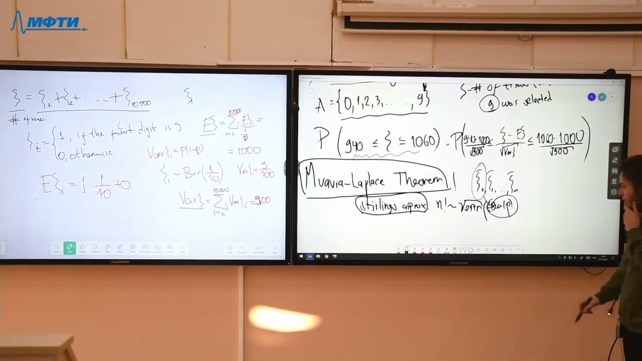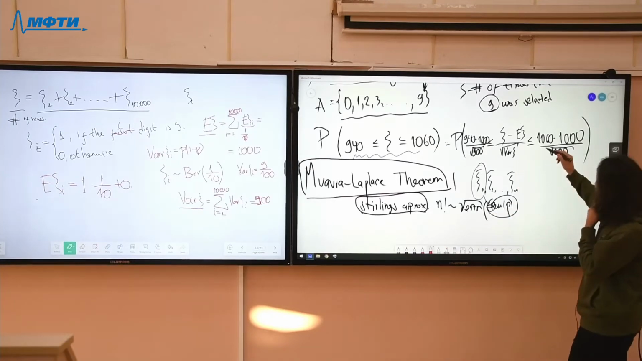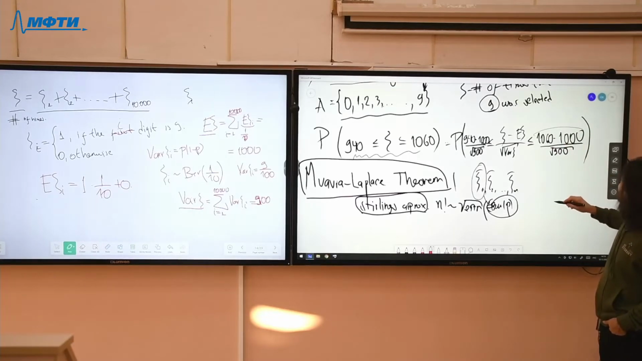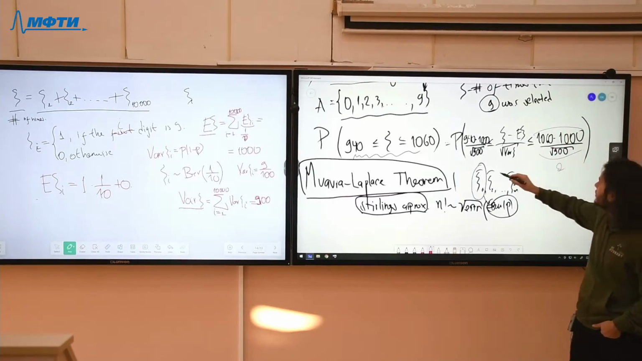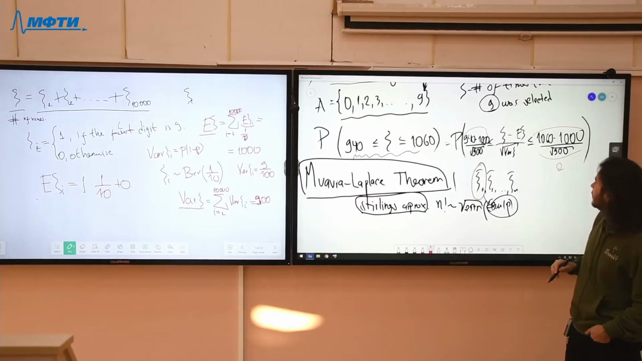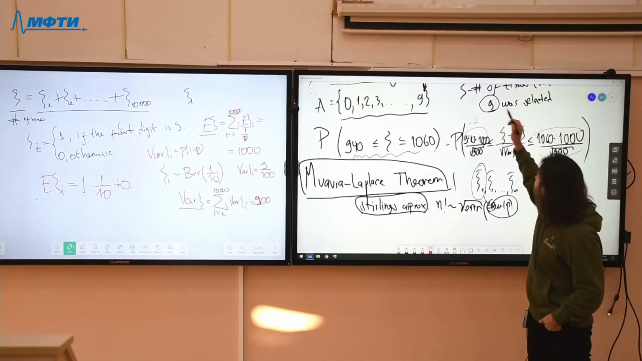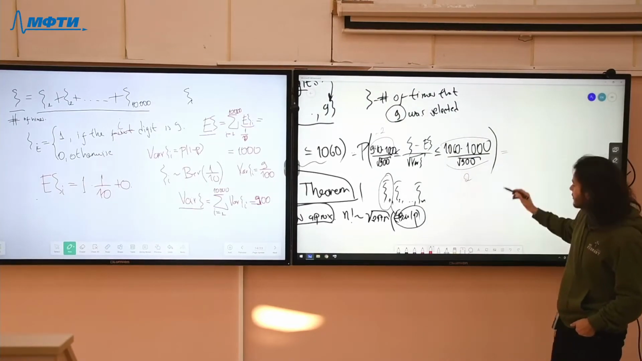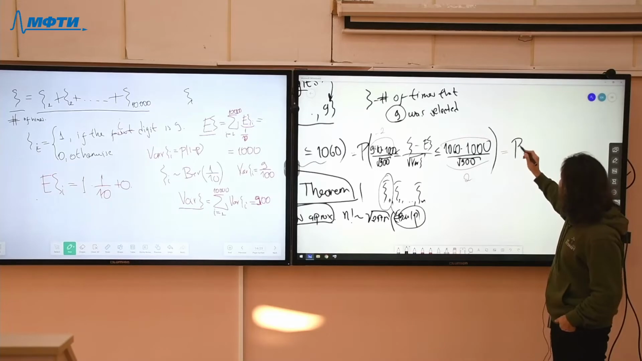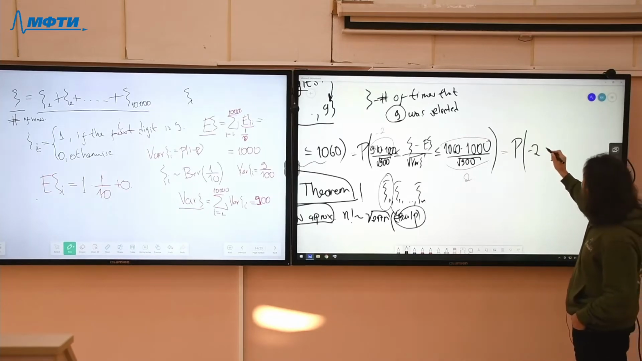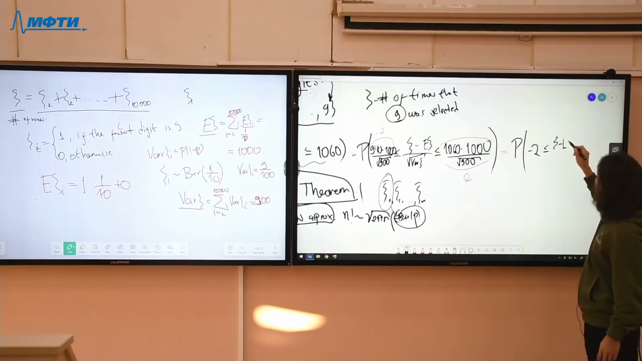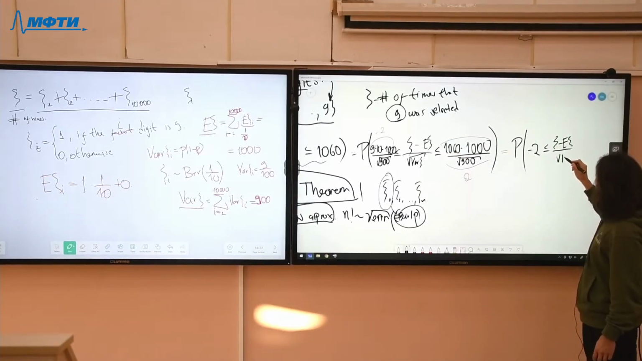So what do we have here? 940 minus 1,000 over the square root of 900 is minus 2, and 1,060 minus 1,000 over the square root of 900 is 2. Great. So all of this is the probability that minus 2 is less or equal than this random variable, Xi minus the expected value of Xi over the square root of the variance of Xi, and less or equal than 2.